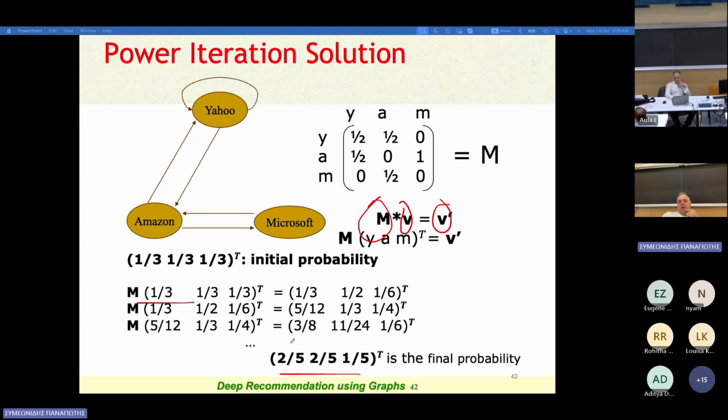Yahoo and Amazon have higher importance than Microsoft, which is easily explained since Microsoft here has only 1 incoming link, whereas the other 2 have two incoming links, which means that they have a higher importance. This is an intuition that we can get.